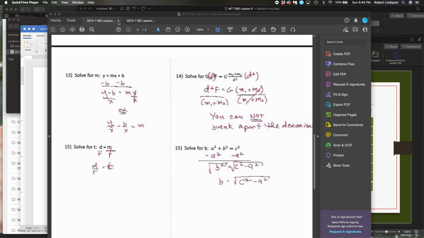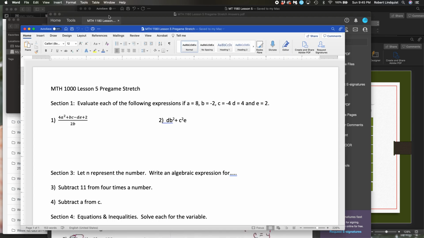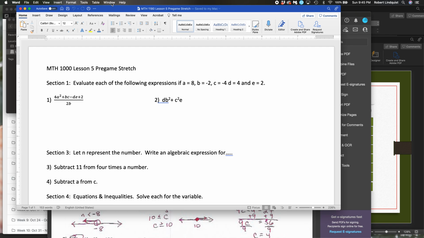Now, the next thing that we do is the pregame stretch. And here are our pregame stretch questions, and you can click on the Moodle for lesson 5 and get them in front of you that way, or you can look at them here. And all I'm going to do is show you these questions, pause, scroll through, pause, give you time to get all of these questions done, and then I'll go through the answers.